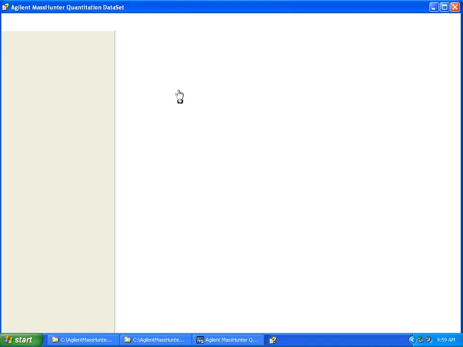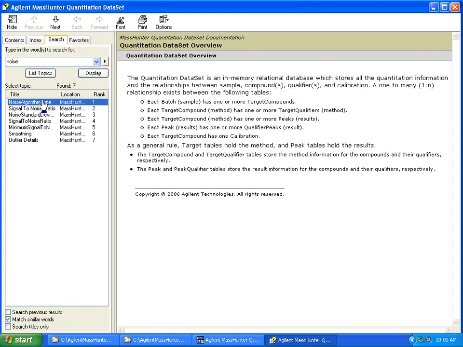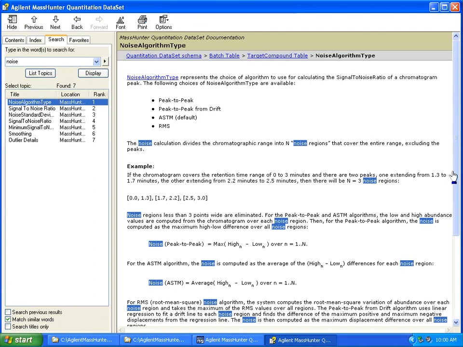So I will go and look at the quantitation dataset help and search on noise and look at noise algorithm type. So here is the definition that I'd like to go through. If a chromatogram covers a retention time of 0 to 3 minutes, and there are two peaks, extending from 1.3 to 1.7 and 2.2 to 2.5, there will be 3 noise regions.